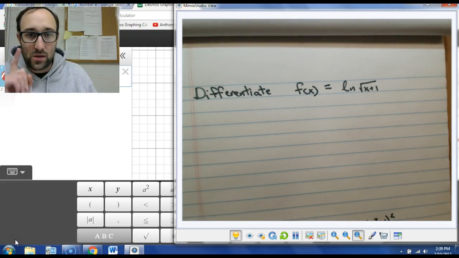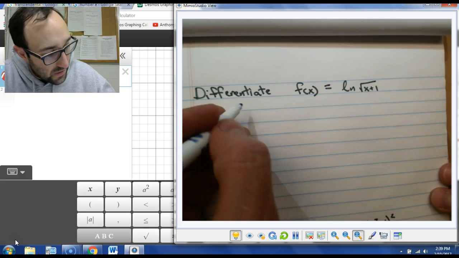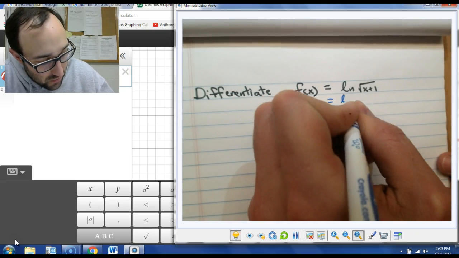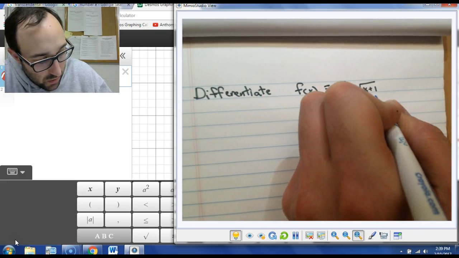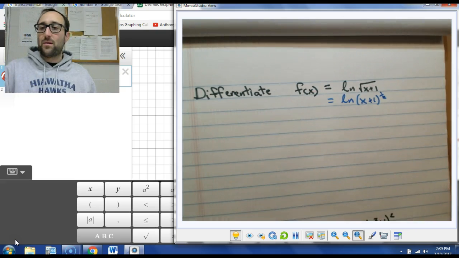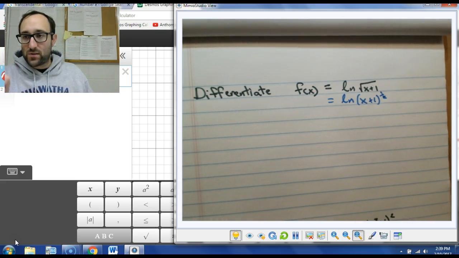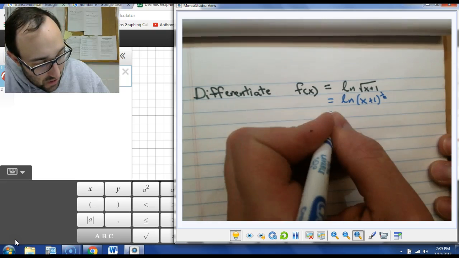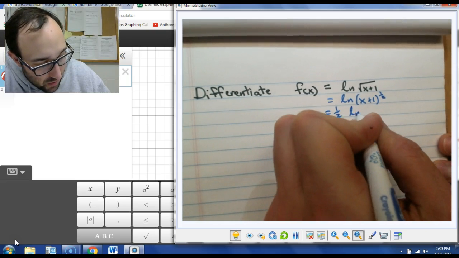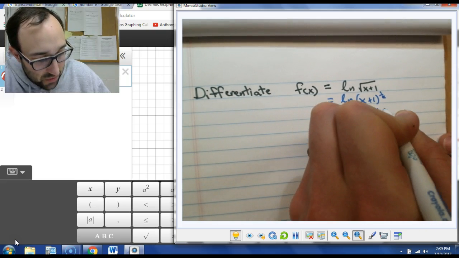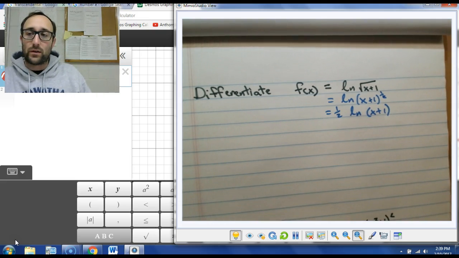Think about your properties of logs, right? I can say this is going to be the same as the natural log of x plus 1 to the 1/2. And then, what do I know about the properties of logs? What do they tell me? That's going to be the same as 1/2 natural log of x plus 1. All right?